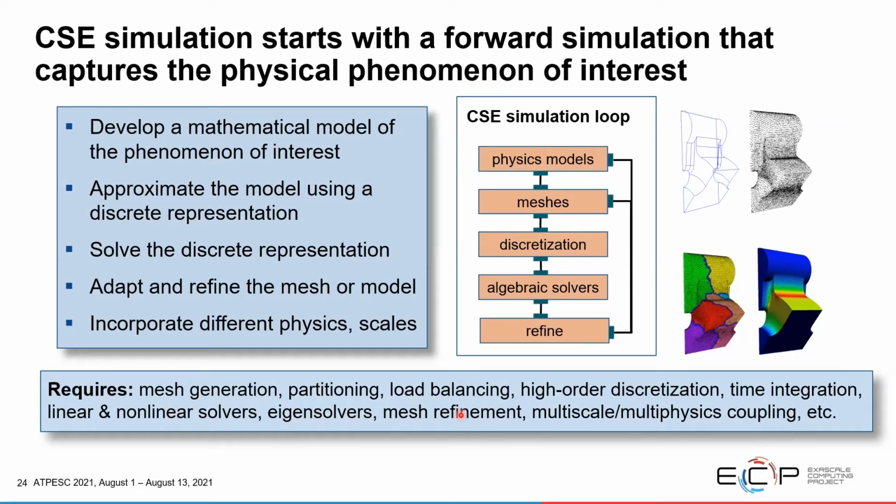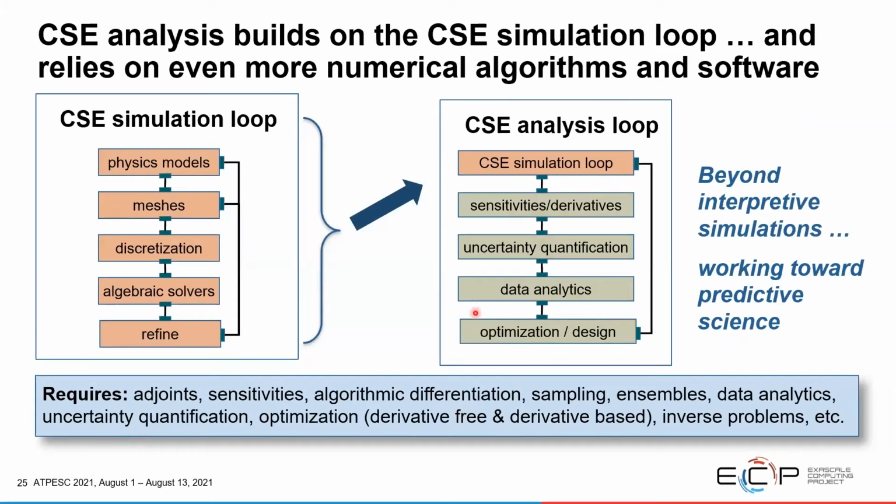And that really requires a lot of different tools, algorithms, methods, et cetera, to deal with this, the math part as well as the architectural part and the physics part. Once you have your CSE simulation loop, then you actually want to analyze what you get. And so for that, you need additional tools like uncertainty quantification, to make sure that what you do even makes sense, data analytics, optimization, design, and so on. And again, here, you require a lot of different things for that as well.